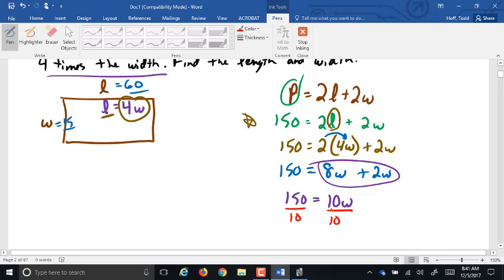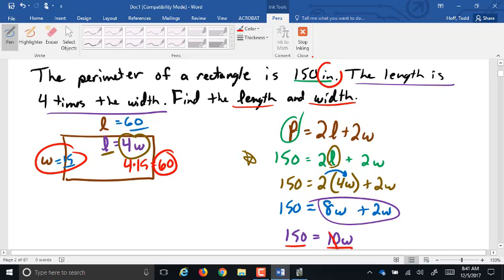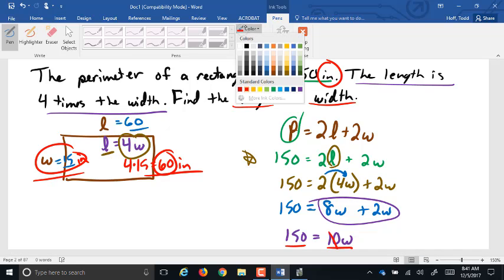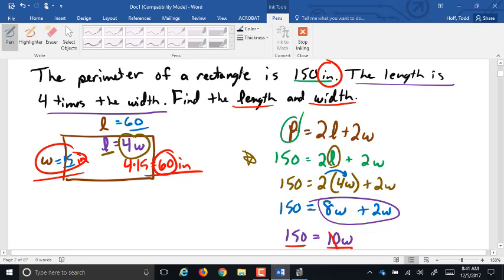The variable only appears once, so now we can solve it. We're going to divide by 10. 15 equals W. Now that's part of our answer. W equals 15. But it asks for both length and width, so we have to make sure we go, the length is 4 times W, so 4 times 15 gives us the 60 for the length. And technically the units should be inches. Any questions on solving that? Okay.